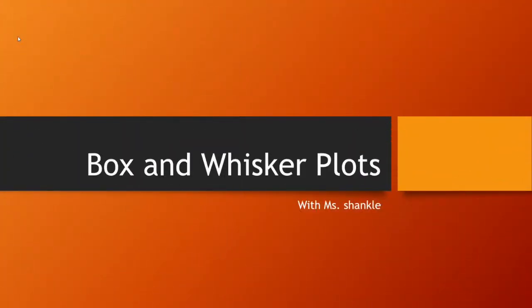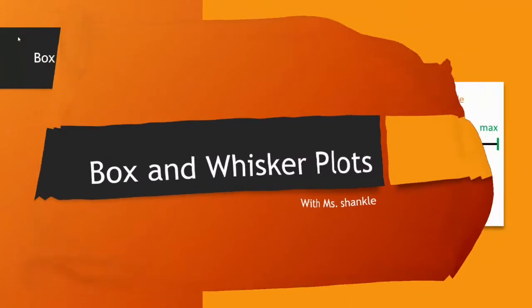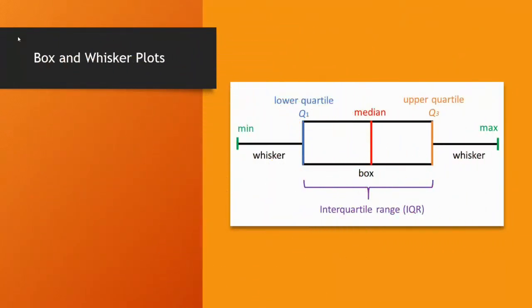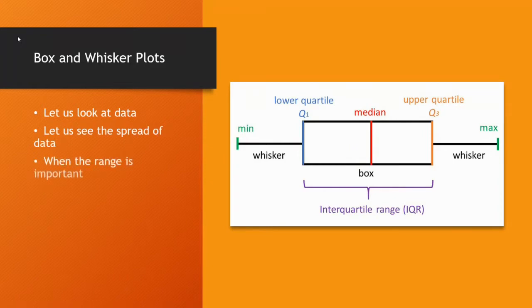Let's talk about box and whisker plots. Here's an example of a box and whisker plot. They let us look at data. They let us see how spread out the data is and when the range is important. We're going to talk about the different vocab words that are in this picture in the video. Specifically the median, the lower quartile, the upper quartile, the minimum, and the maximum.